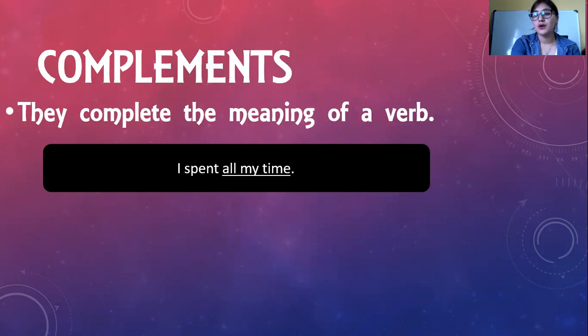When I say all my time, I am focusing on this phrase because all my time is giving the meaning of spent. If I cut my phrase at spent, then I have no sense in the sentence. I spent and finished? No, I spent what? All my time. As you see, this expression is giving the specific meaning to the word spent, to the action.